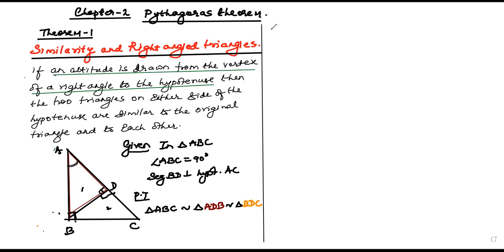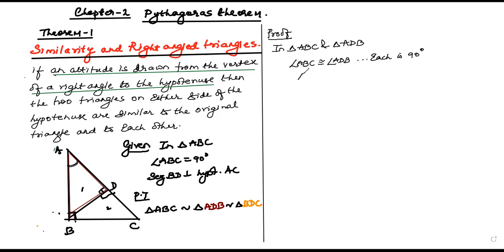So let us try to write the proof for it. First, I'm going to take the big triangle. Please have a look here. In triangle ABC and triangle ADB, you have written the names in proper one-to-one correspondence. Angle ABC is congruent to angle ADB. You can see here, children, each is 90 degrees.